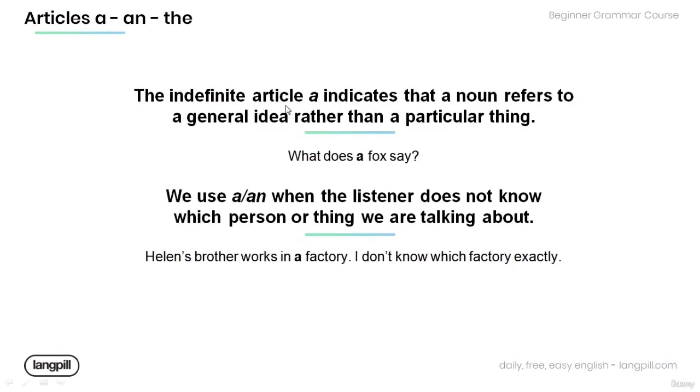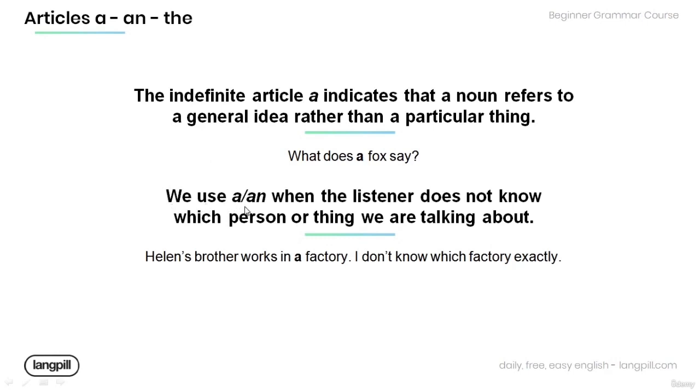Note that the indefinite article a indicates that a noun refers to a general idea rather than a particular thing. Have a look at the following sentence. What does a fox say? The article a defines the noun fox, which is general.